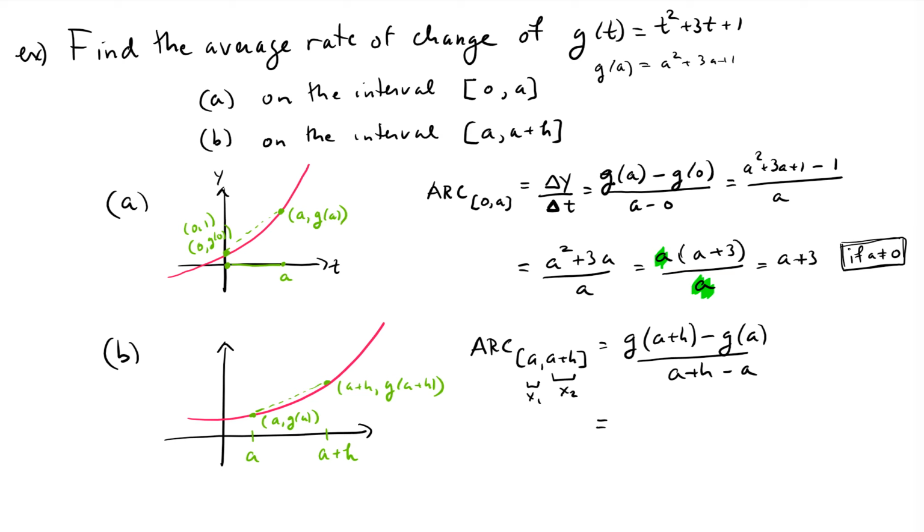I need g of a, maybe I want to erase g of a here. G of a plus h, well, what is that? So remember, you can replace t by whatever you like, okay? So I'm going to replace my t by a plus h squared plus 3 times a plus h plus 1. Like that.